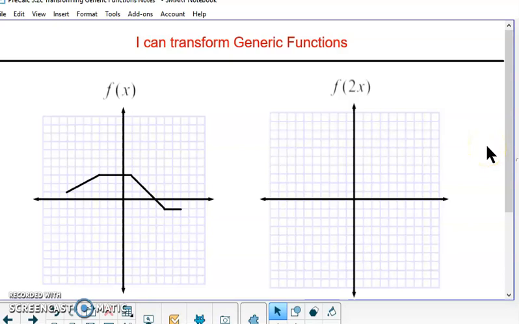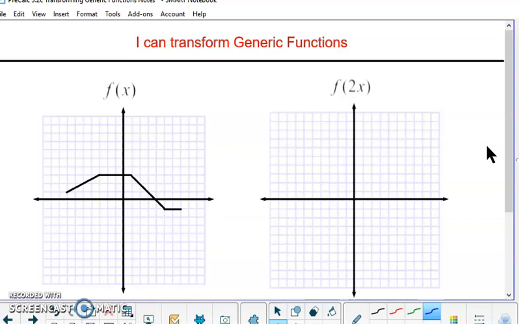A generic function is just nothing that really follows any kind of an equation. So it's kind of a funky looking graph. We're going to do it pretty much the same way we do when we're given an equation. Usually when we're given an equation, we make a table, and then a lot of times we transform the table. We're going to do the same thing here. You can also just take the original graph and do what it tells you.